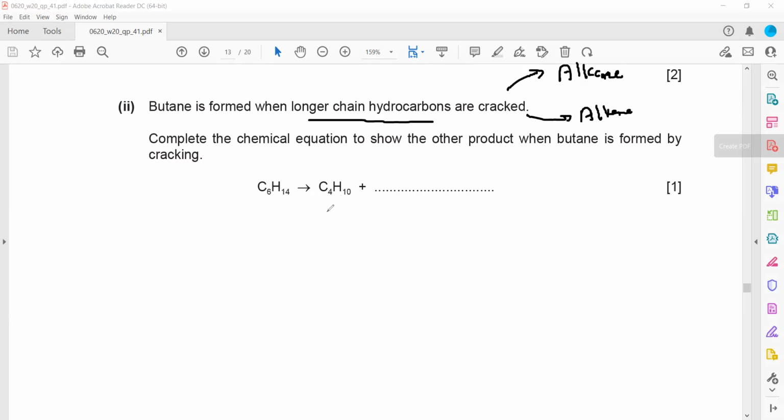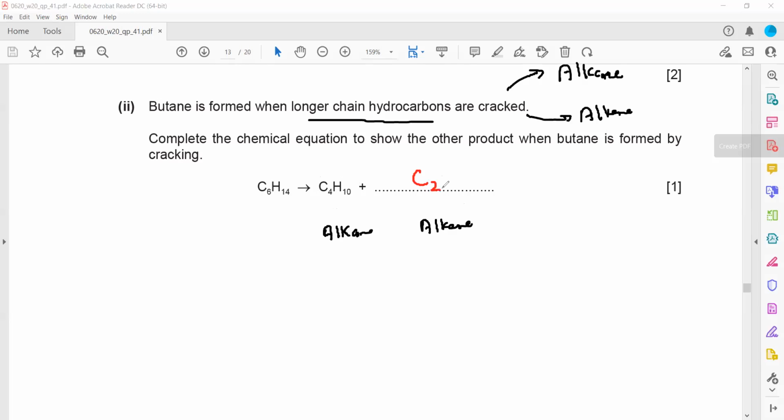So butane is formed, so this one is an alkane. C4H10 is an alkane because the number of hydrogens is twice the number of carbons plus 2. So the other product of cracking should be an alkene. The total number of atoms on the left hand side should be equal to the total on the right hand side. C6 on the left hand side, 4 are used here.